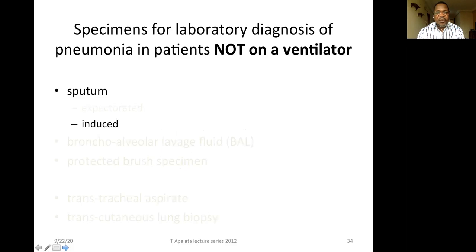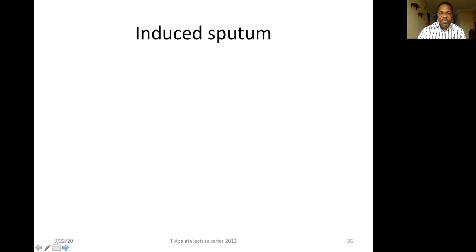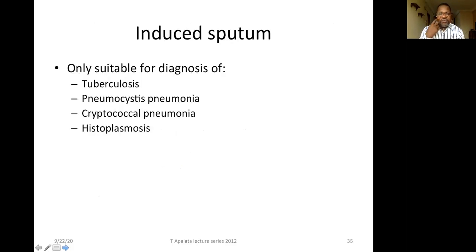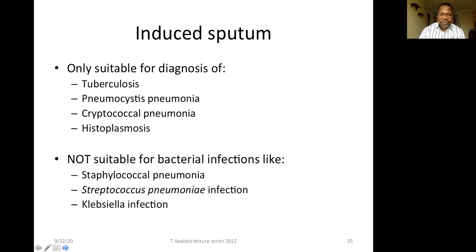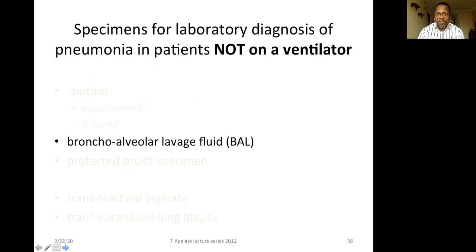Okay. The other specimen is what we call induced sputum. Now, induced sputum is only suitable for the diagnosis of mainly chronic conditions like tuberculosis, that we are not going to discuss in this lecture, pneumocystis pneumonia, cryptococcal pneumonia, or histoplasmosis. Otherwise, it's not a better specimen for looking at acute bacterial respiratory tract infection. So it's not suitable for bacterial infection like staphylococcal pneumonia or streptococcal pneumonia or Klebsiella infection. It's not an appropriate specimen.